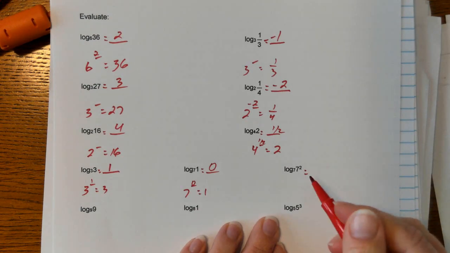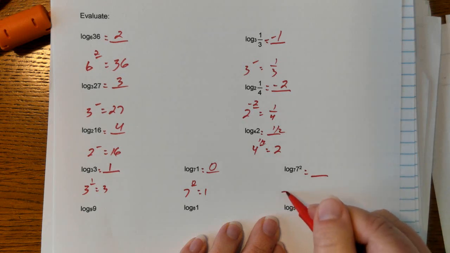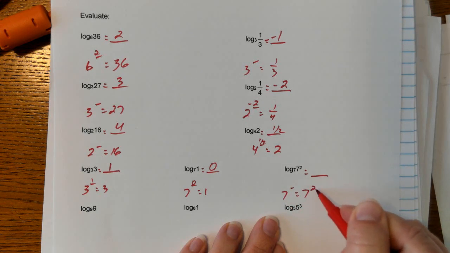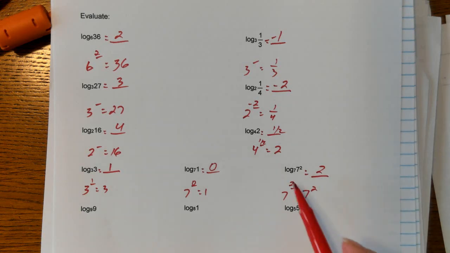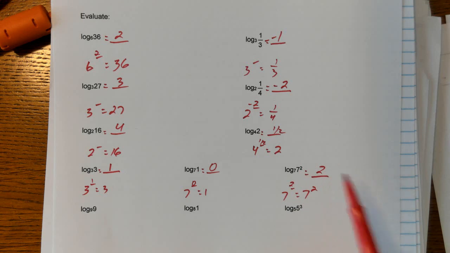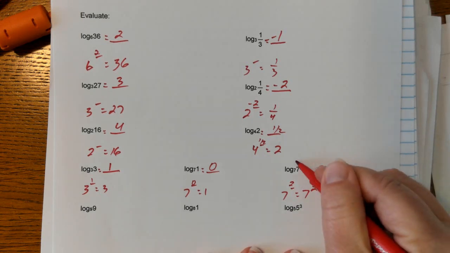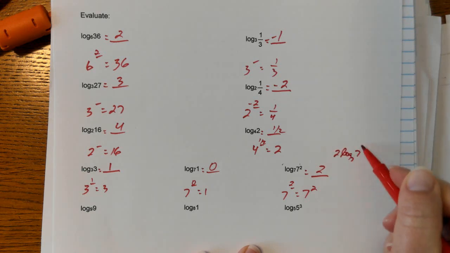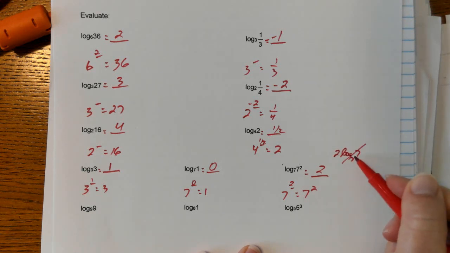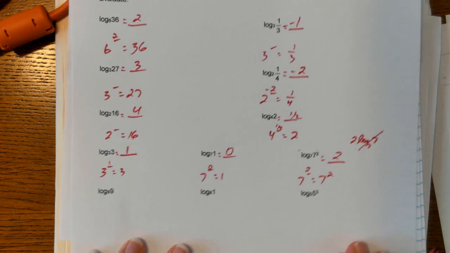This is that other property, but if you forgot the property, 7 to the something has to equal 7 squared. Oh, I bet it's a 2. But the property that we're using, remember, when your base and argument are the same except for that exponent, your answer is just the exponent, okay? Or what happens is that exponent comes down front. This is really what's happening. And then your argument and base are the same, so that leaves a 1. 1 times 2 is 2.